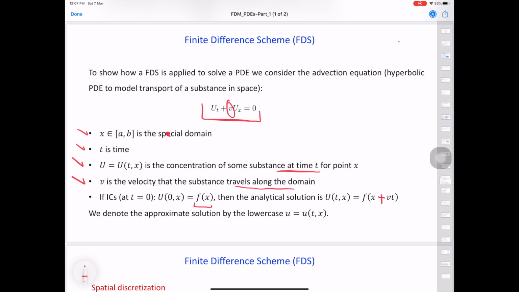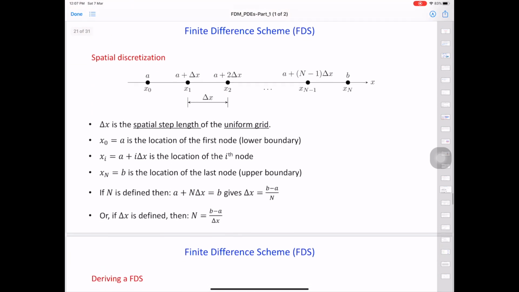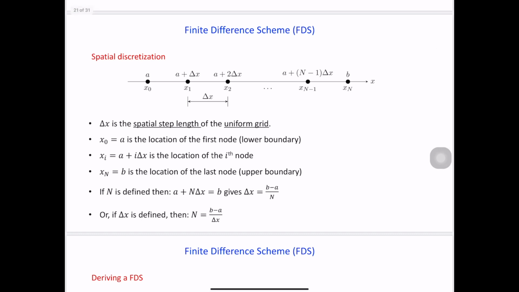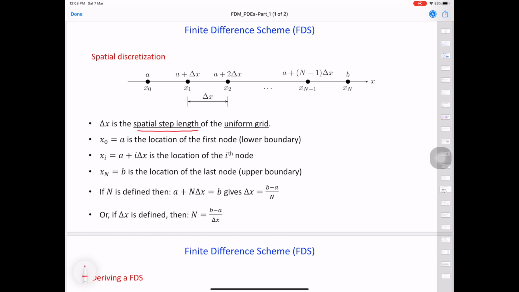So we will denote the approximate solution by the lowercase u, okay? Because the exact solution will be the capital letter U. Okay. Now we will have to discretize the space x. We discretize it as follows. So we will use, for example, a uniform spatial step length of delta x. And as we said just now, the boundaries of the spatial domain are from a until b.